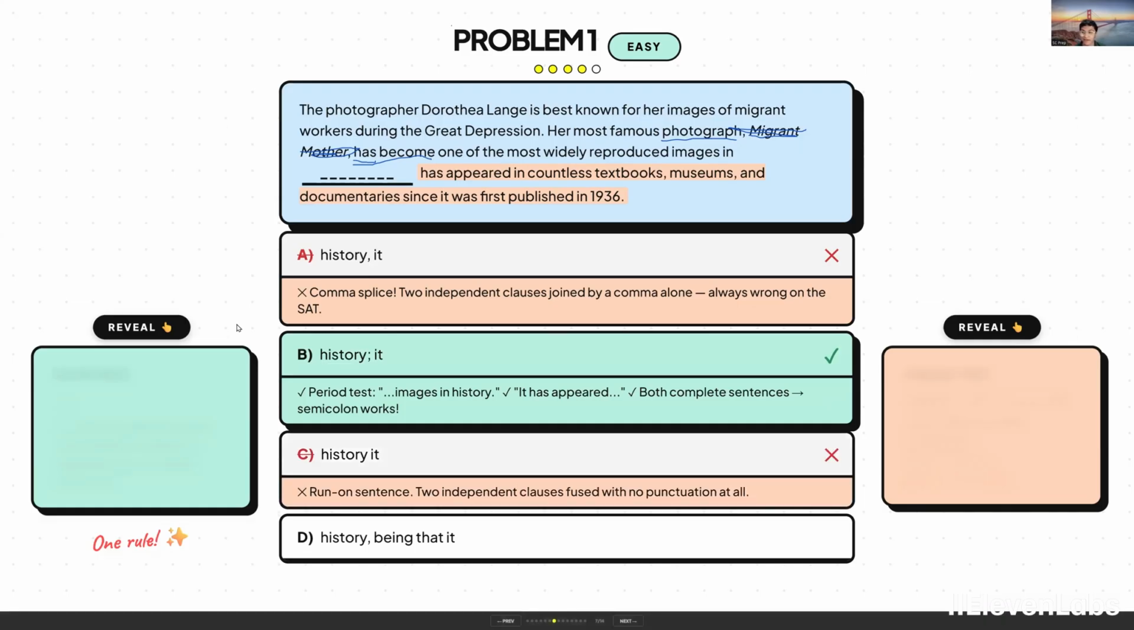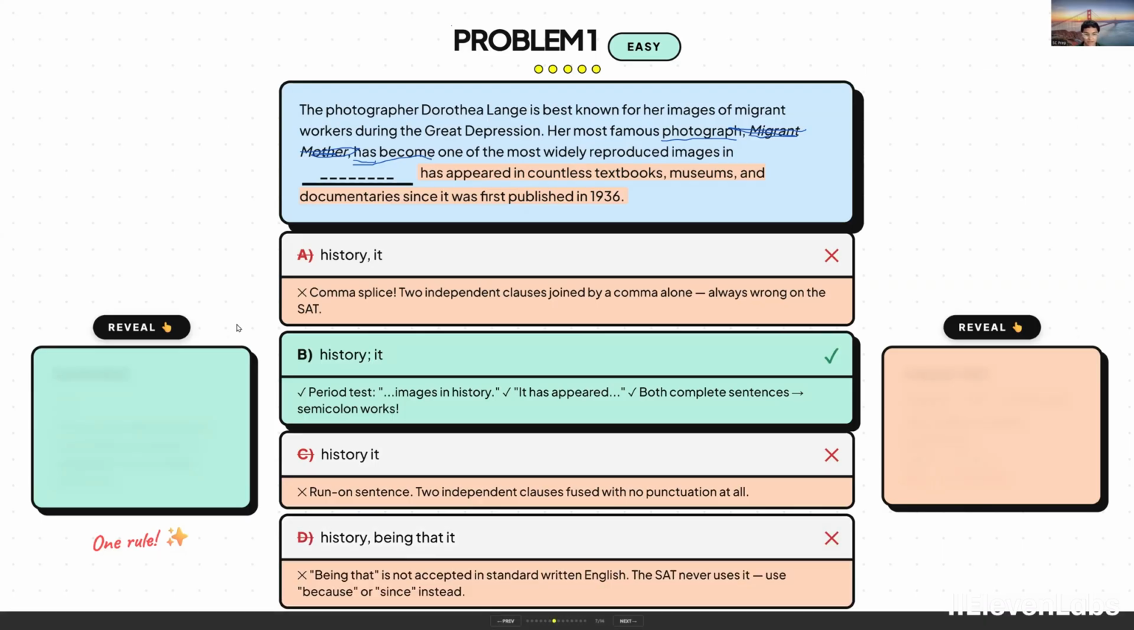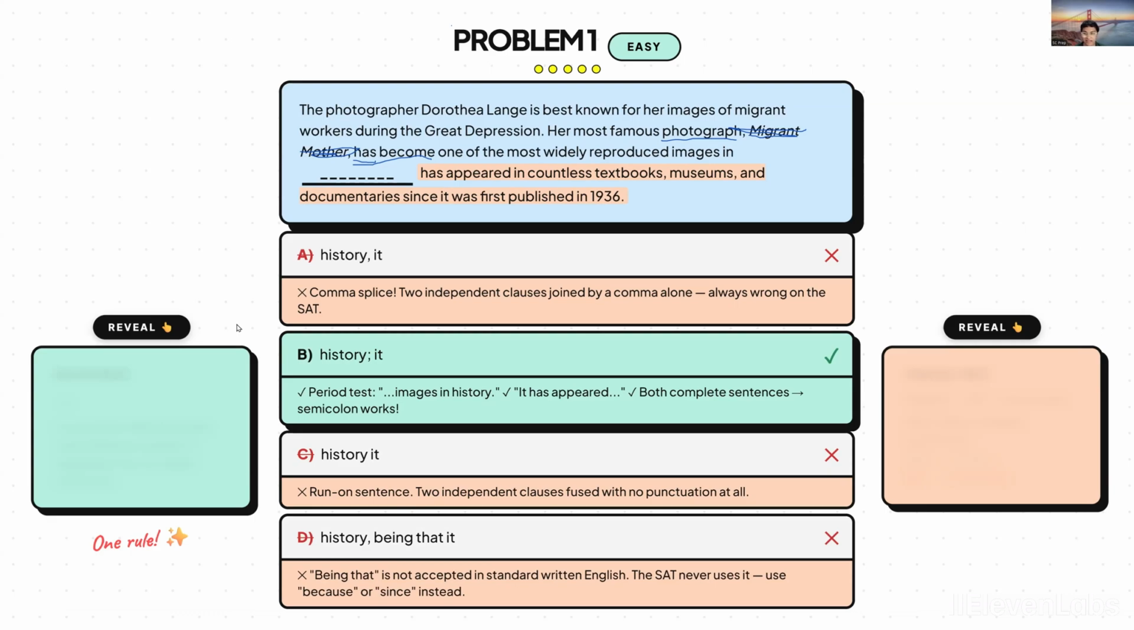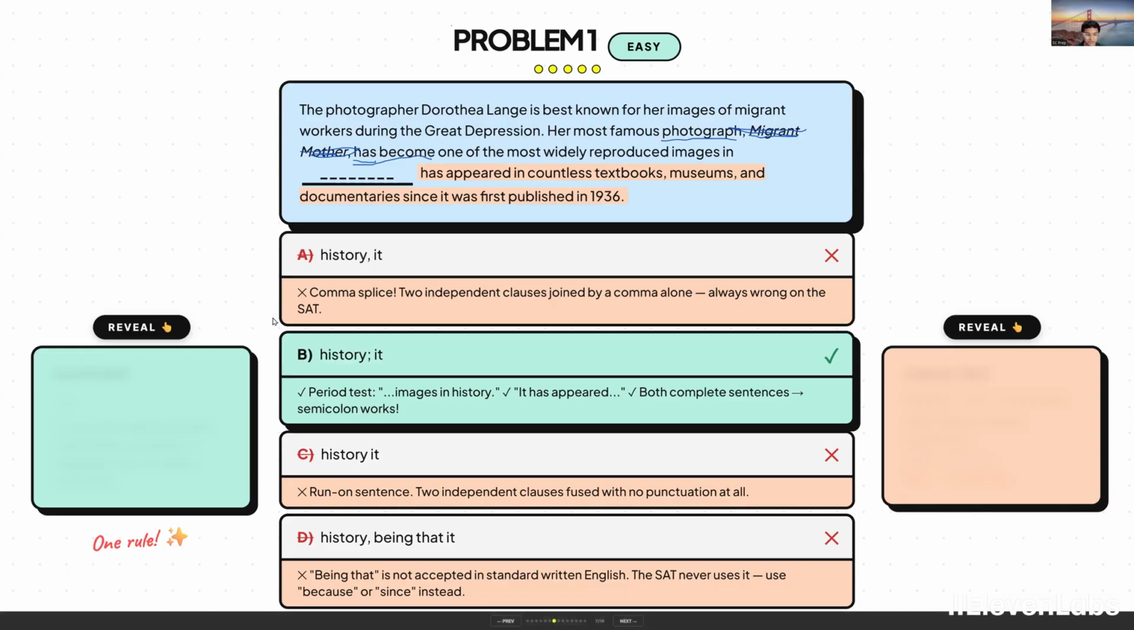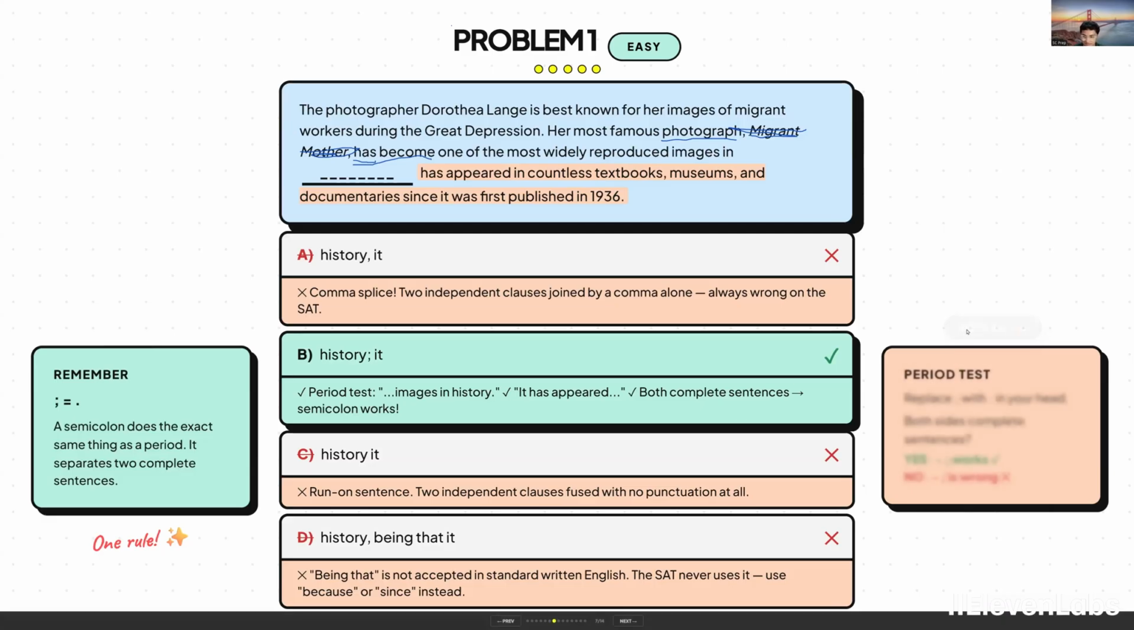And then C is wrong since you're going to have a run-on sentence since you're combining these two independent clauses without any punctuation in between. And D might sound right when you're saying it, but it's not correct in standard written English. And since the SAT only follows the rules from standard written English, that is never going to work. They're going to use something much more simple like a because or a since. So let's take a look at the hints on the side here. Once again, it's important to remember that the semicolon functions exactly like a period. That's why B is correct in this case. And once again, you can apply that by using the period test, replacing it with the period in your head.